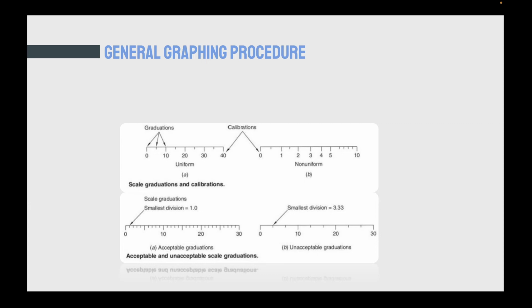Now, acceptable versus unacceptable scale graduation. In A, we have acceptable graduation where each mini grade over here represents a certain number that is equal to the next mini grade, and so on. In this case, we have 0, 1, 2, 3, 4, all the way to 10. So we have 10 mini grades before we reach number 10. And the unacceptable graduation, let's say you go from 0 to 10, but if you want to split it into these mini grades, that's going to be 3.33 each, which doesn't make sense and just makes life more complicated.